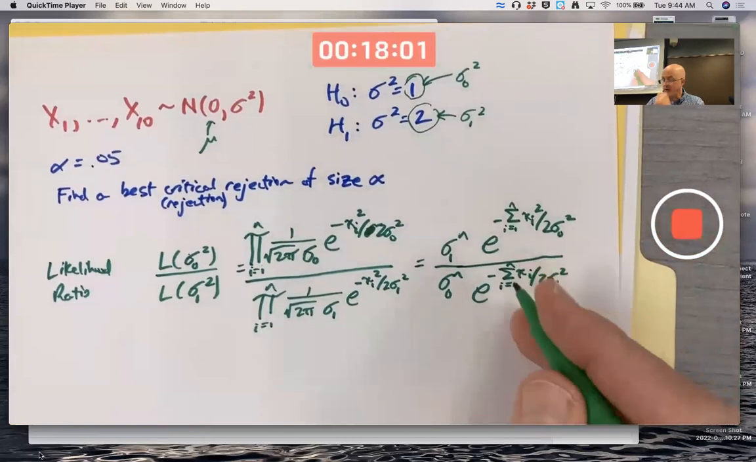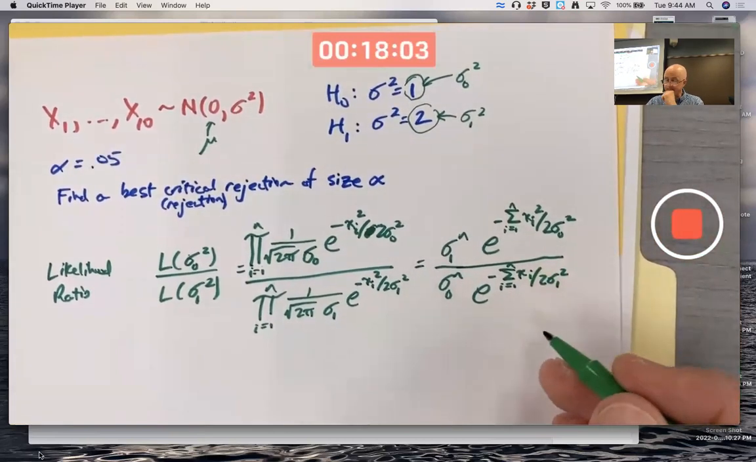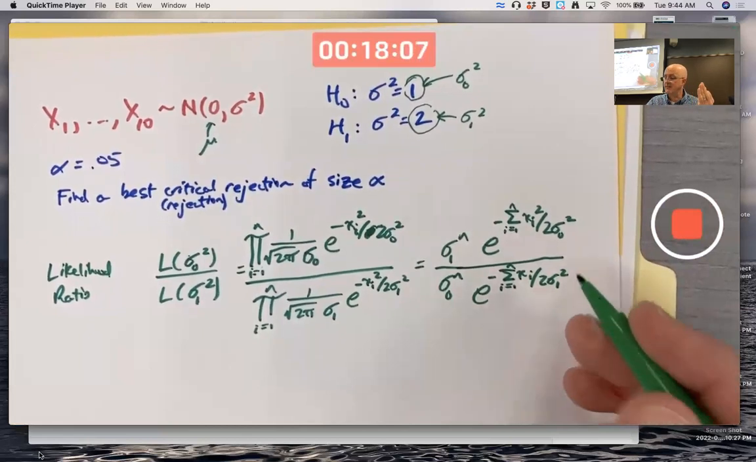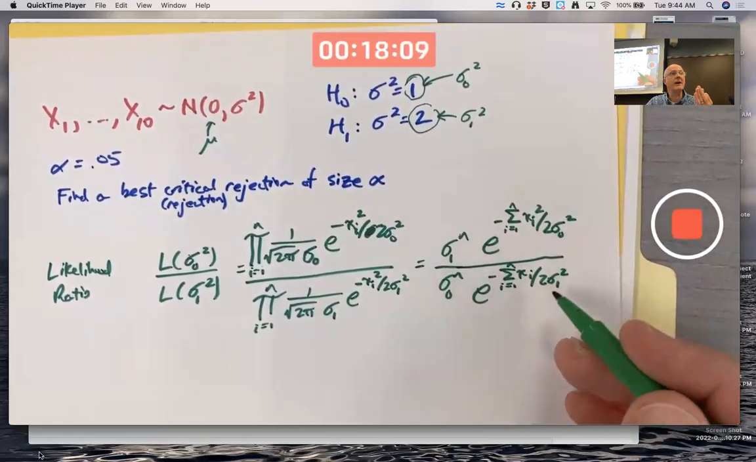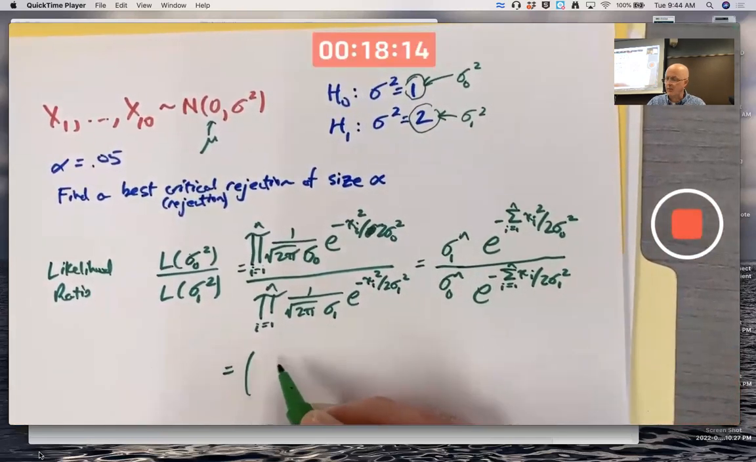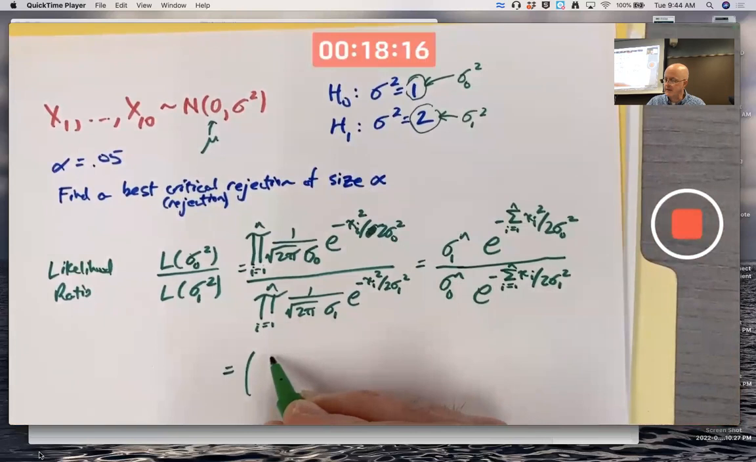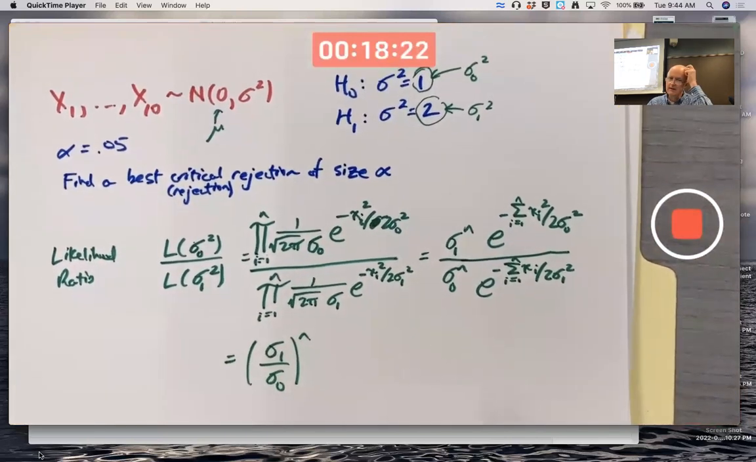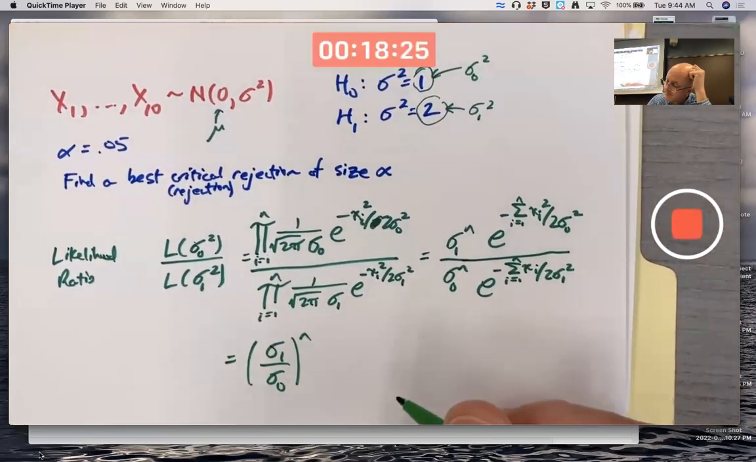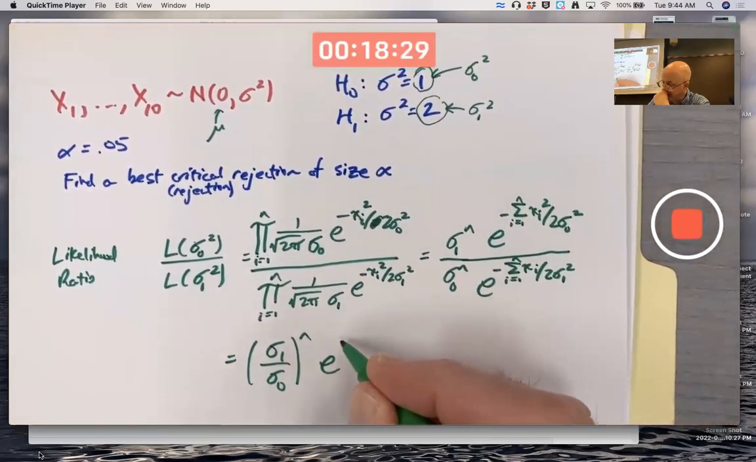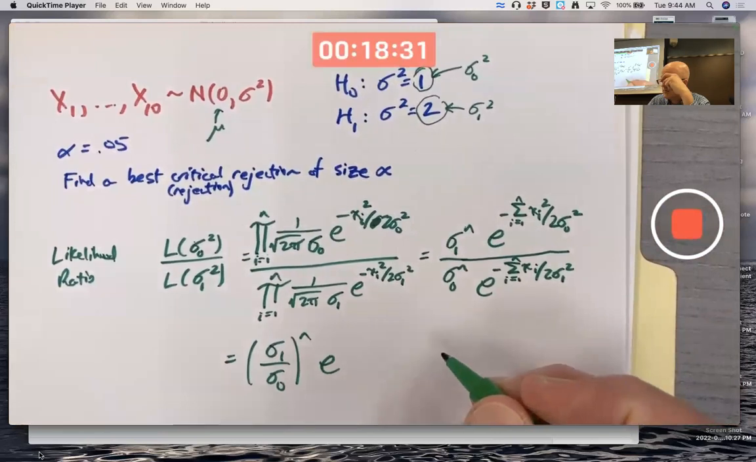And then both the numerator and denominator have e's. I could write it as e to a single power. Effectively, take the top exponent and subtract the bottom one. Maybe I'll write this sigma 1 over sigma 0 to the nth as sigma 1 over sigma 0, quantity to the nth. And then I'll just have a single e. The power of the, I could bring, let's see.